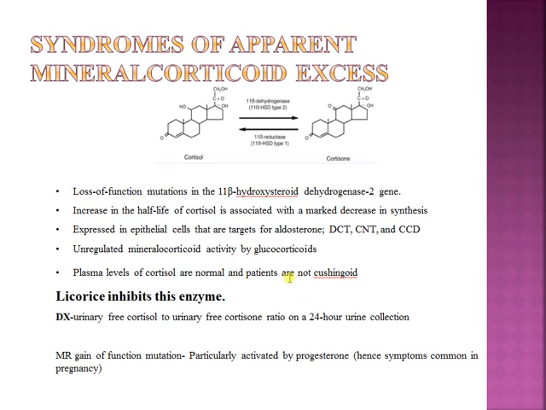How do you diagnose it? You calculate the urinary free cortisol to free cortisone ratio in a 24-hour urine collection. A syndrome which is seen in pregnancy is called MR, that is mineralocorticoid receptor gain of function mutation, wherein even without the presence of aldosterone, the mineralocorticoid receptors are just activating themselves, that leads to effects of aldosterone with levels being normal. Progesterone is known to do this, meaning that progesterone will activate it, and hence you see symptoms common in pregnancy.